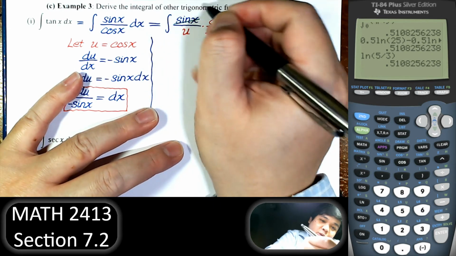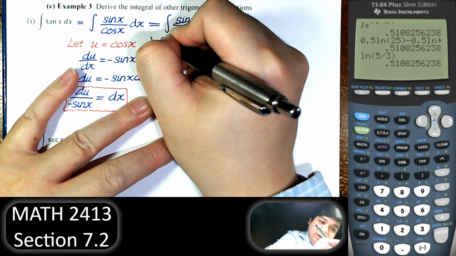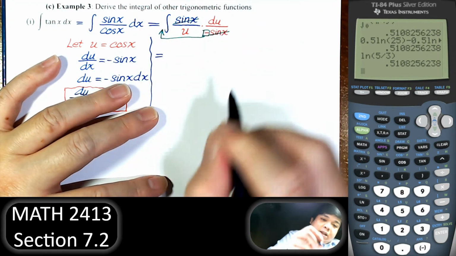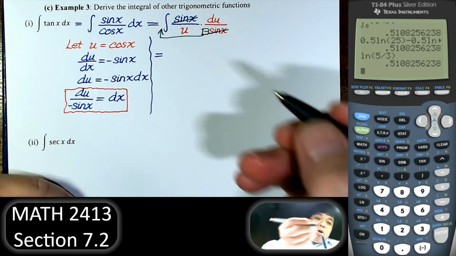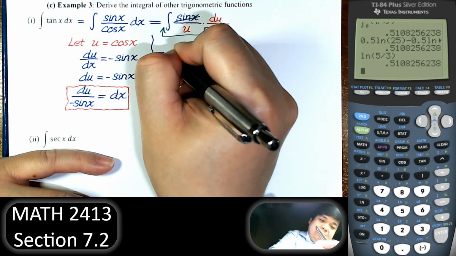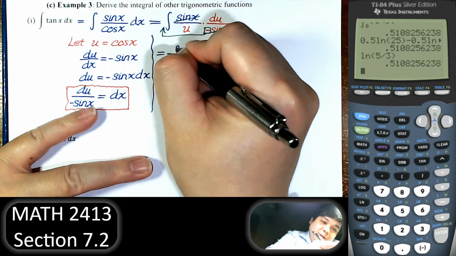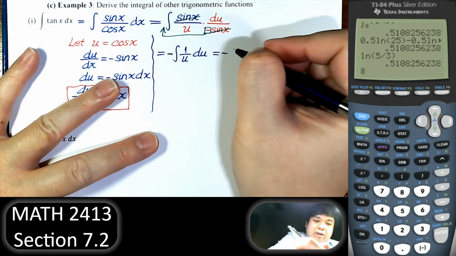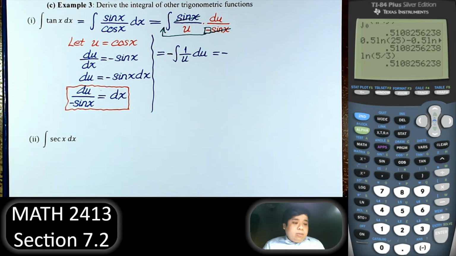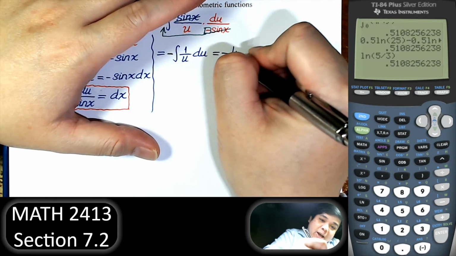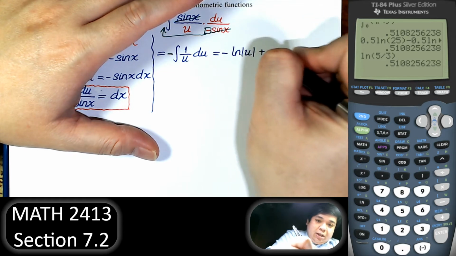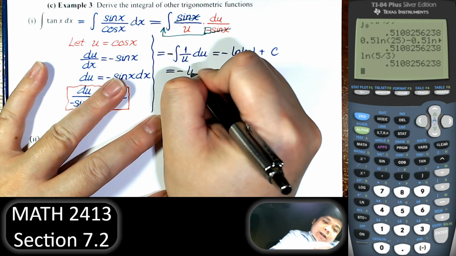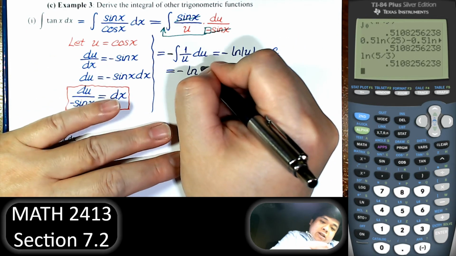Sin x and sin x cancel out. This negative sign, bring it outside of the integral. It is at the bottom, but divide by negative or multiply by negative is still negative. One over u du. Negative, 1 over u, because it's ln of absolute value of u plus c. And that gives us negative ln of u, where u is cosine of x.